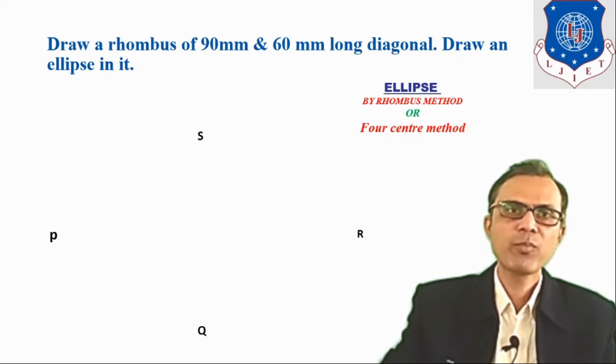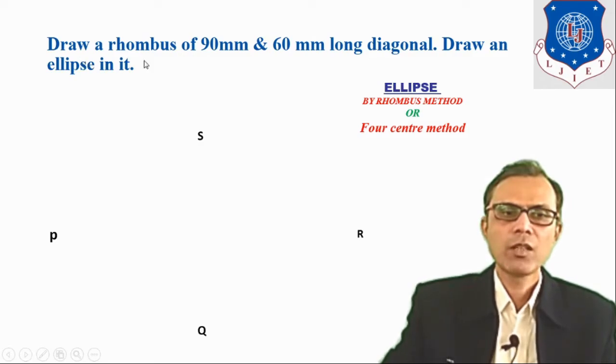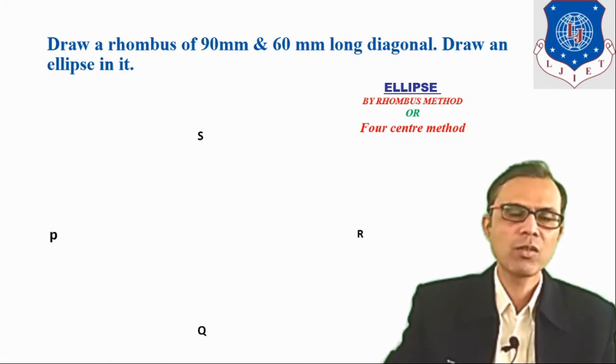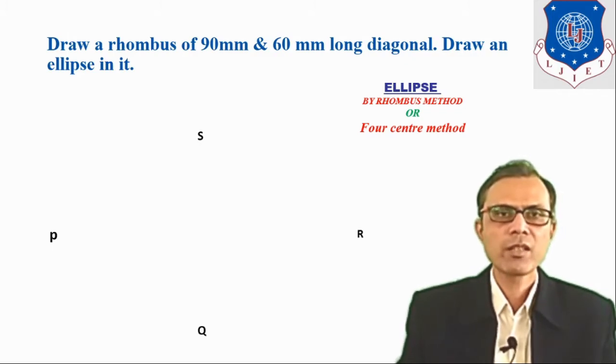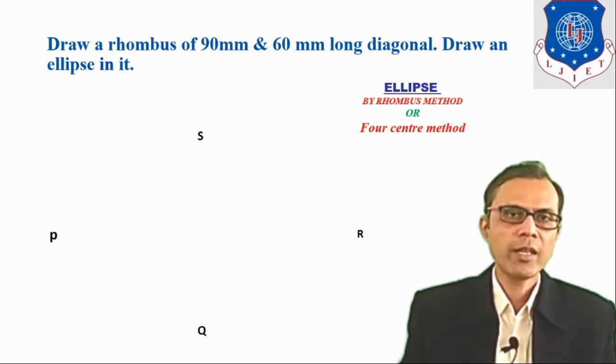Next method is the 4-center method. Draw a rhombus of 90 mm and 60 mm long diagonal. Draw an ellipse in it. As it is a 4 center method, we are going to use 4 centers to draw the ellipse, and it can be inscribed inside a rhombus.